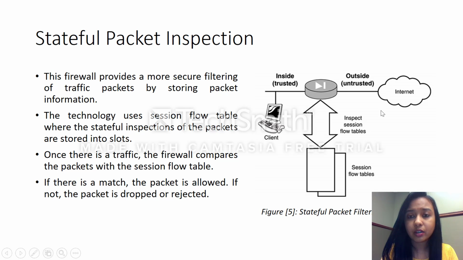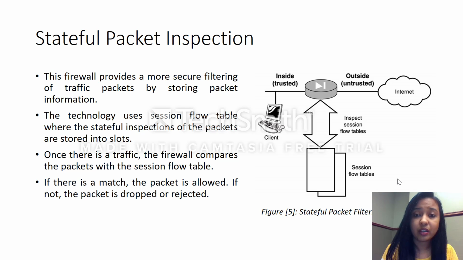You could see the image over here where there's a router, and when there's a traffic flow to the internet, the packets are inspected using session flow tables, which consist of stored packet information that is compared, and then the traffic is let inside the network. What happens here is that the packets are being monitored. The state of the packet, the speed, the ports, the IP addresses, the TCP information, and so on are monitored, and in comparison to that, a packet is allowed or dropped.